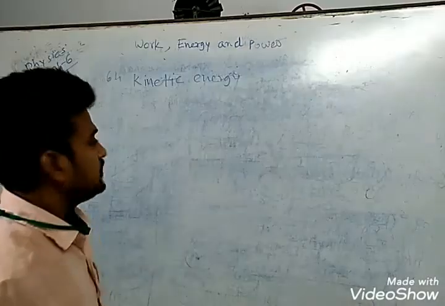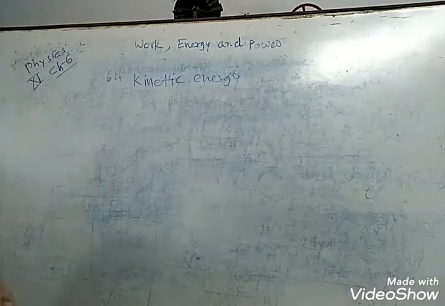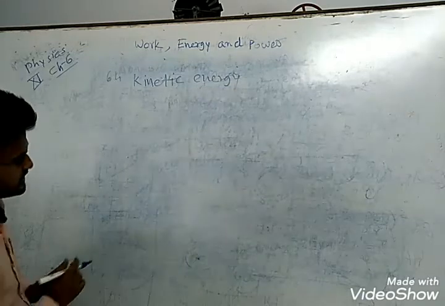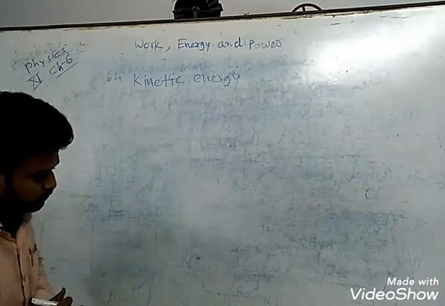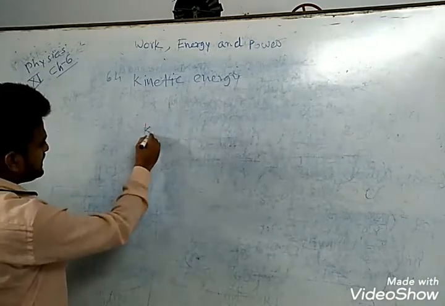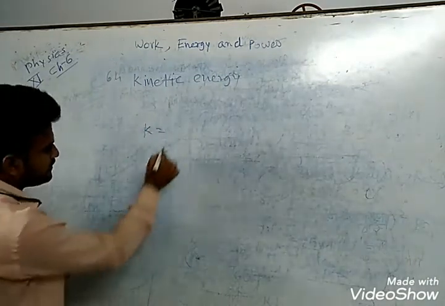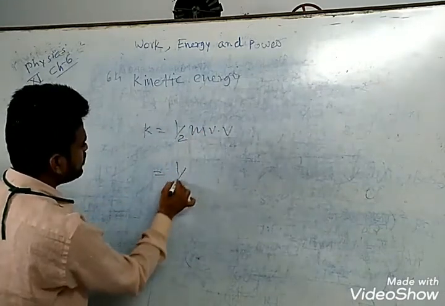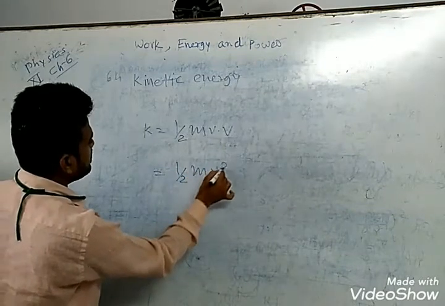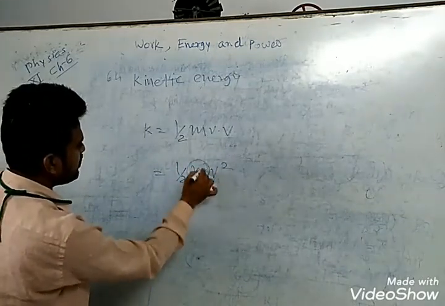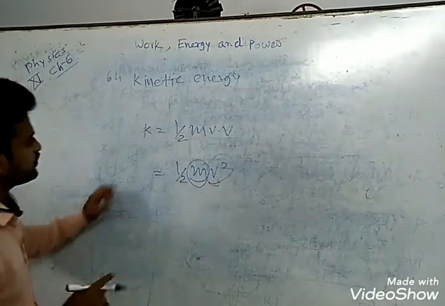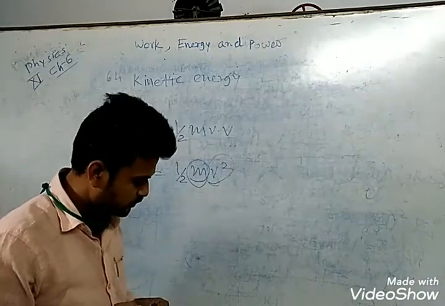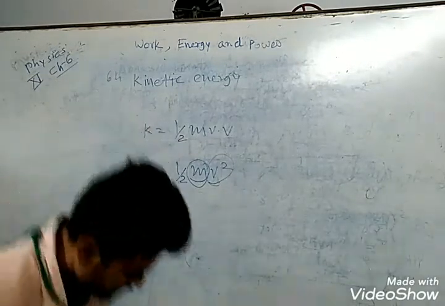Next, 6.4, kinetic energy. Now here if an object of mass m has a velocity v, then kinetic energy K is equal to 1 by 2 mv into v, which is 1 by 2 mv square. This is the mass of the object and the velocity of the object. So kinetic energy K is equal to 1 by 2 mv square, measured in work units.